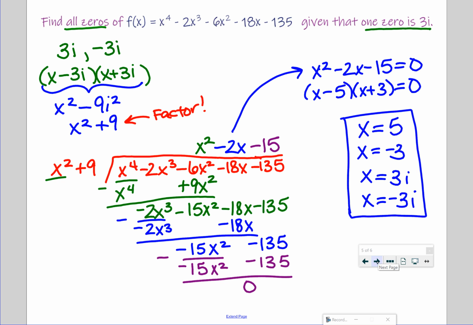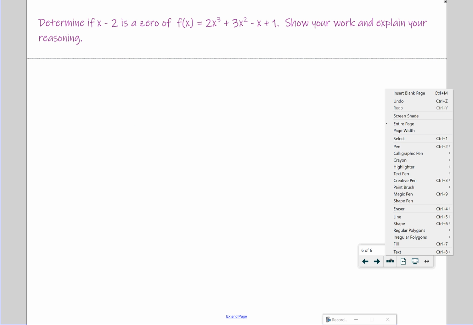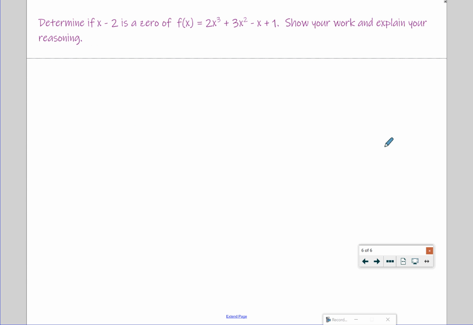All right, one more problem that you have on the day one part of the test, and this is probably the fastest one out of all of them. We are determining if x minus 2 is a 0 of the following polynomial. And there are two ways to do this problem. I'll show you both of them. The first way to do it is to take x minus 2, set it equal to 0, and solve for x. Now this was called the remainder theorem.